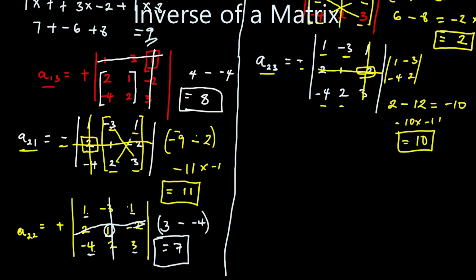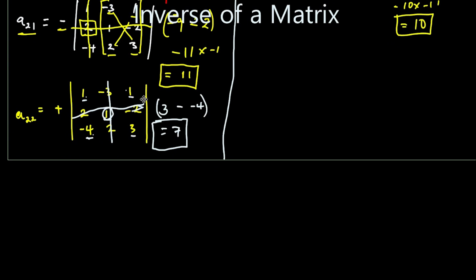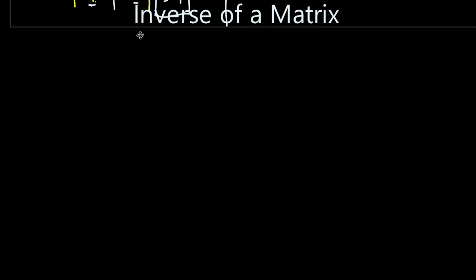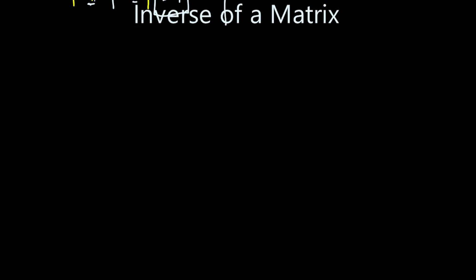So for the third row, we have the element A31. The sign for A31 is a positive, so we have positive. We'll bring our matrix. We have 1, minus 3, 1. We have 2, 1, minus 2. And we have minus 4, 2, 3.